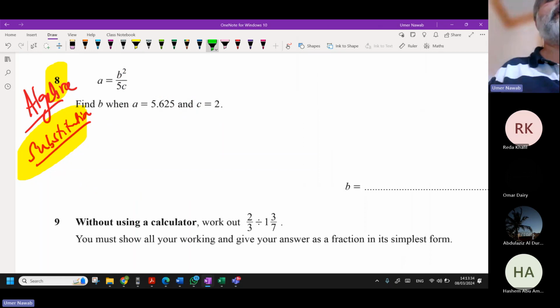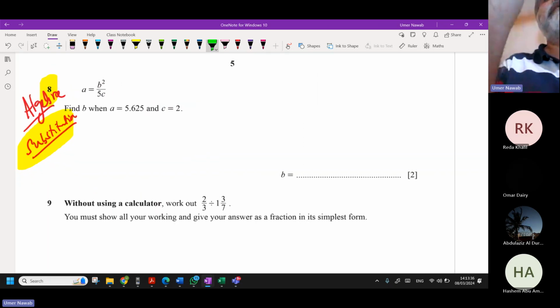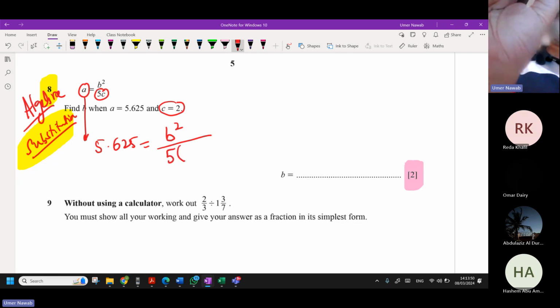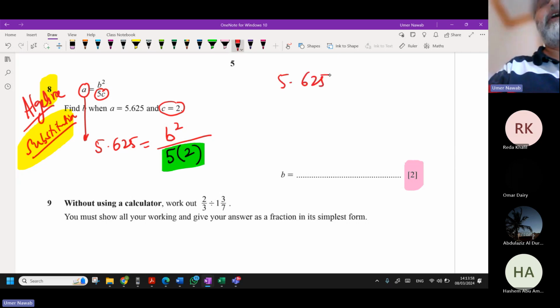So it must carry more than one mark. Look at that. The examiner has put 2 marks. Don't worry, guys. What is the value of A given to you? The value of A is 5.625. What is the value of B? No, Mr. Omar, it is not given. What is the value of C given to you? 5 bracket open, multiplied with C, which is 2. Okay, let's do it. 5 times 2 is how much, guys? It is 10. So 5.625 is equal to B squared over 10.